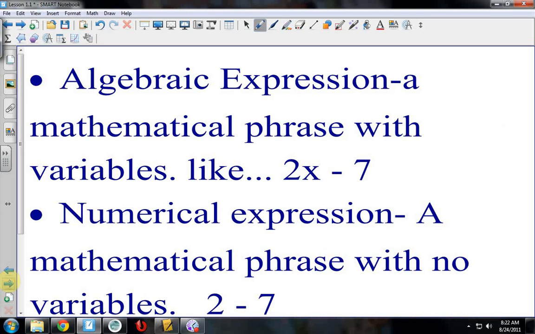Okay, we have some other vocab here. One is algebraic expression. And we have this word algebraic. What's algebraic sound like? Algebra, right? It actually says it right there, algebra. So what algebraic means is we have a mathematical phrase with variables and numbers and symbols and all that, like 2x minus 7, right? And you can tell when it's an algebraic one because it will look like algebra.